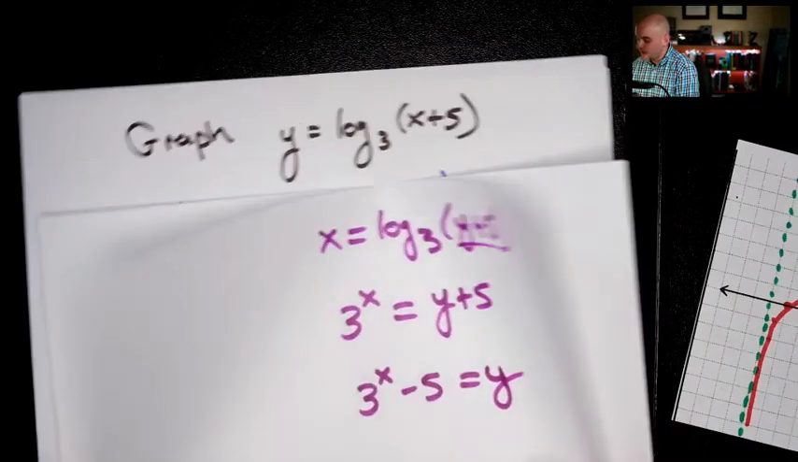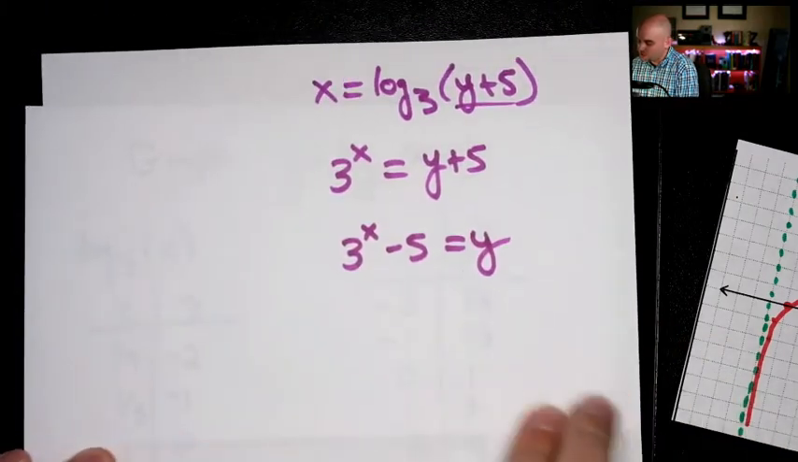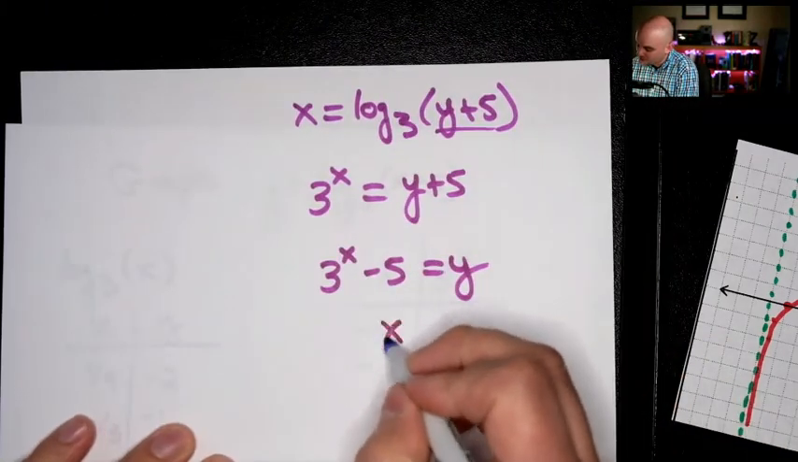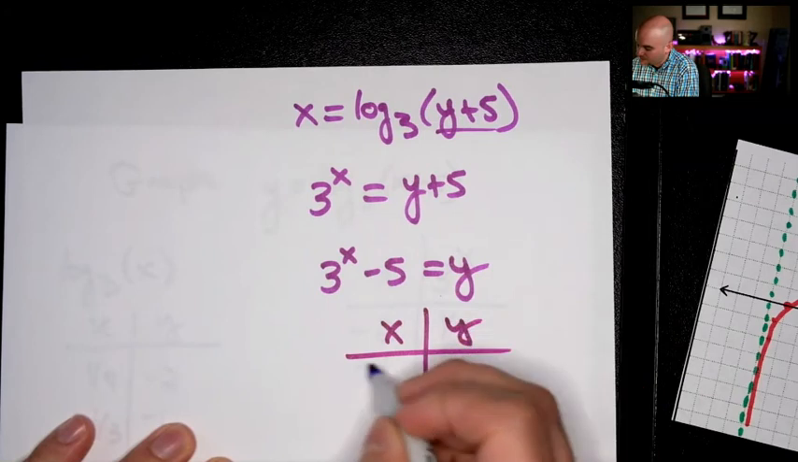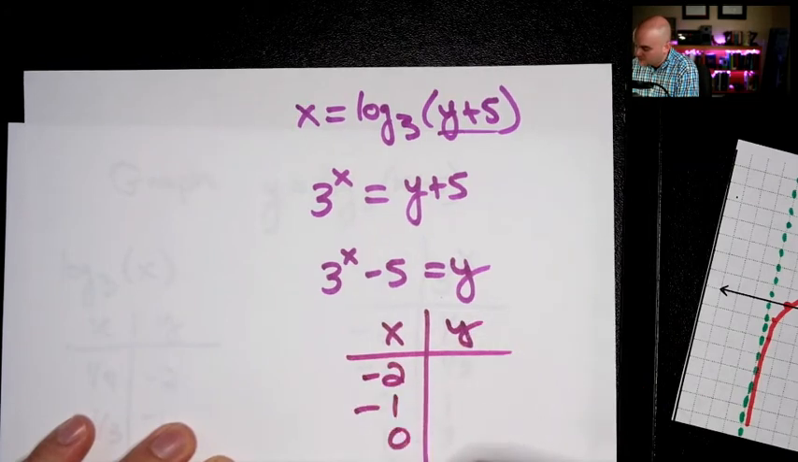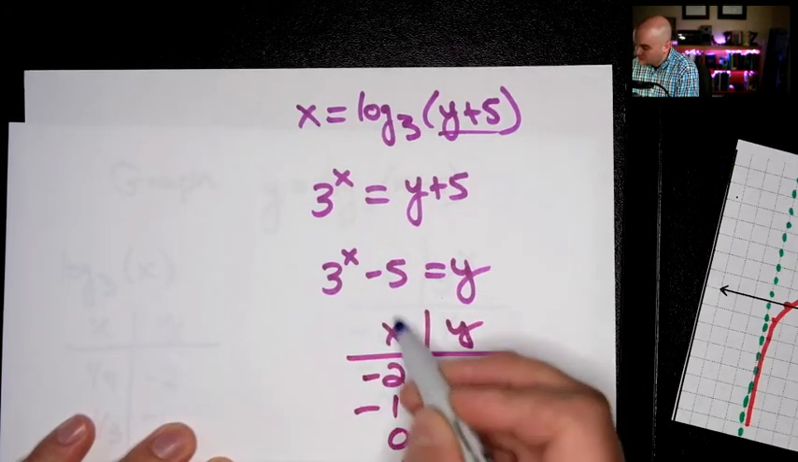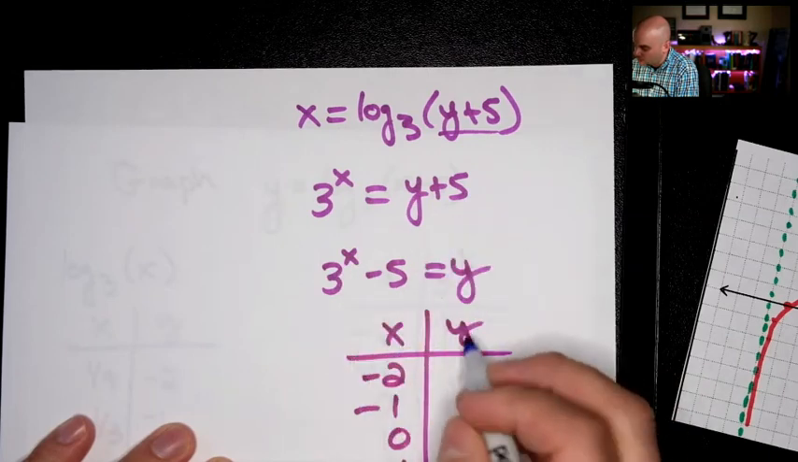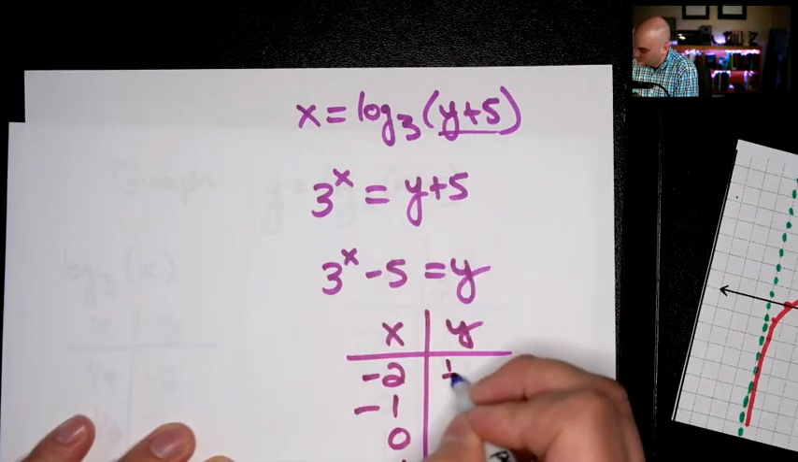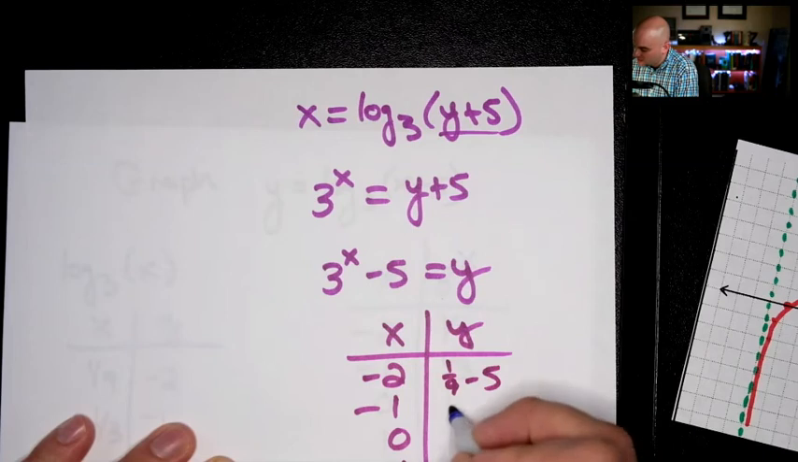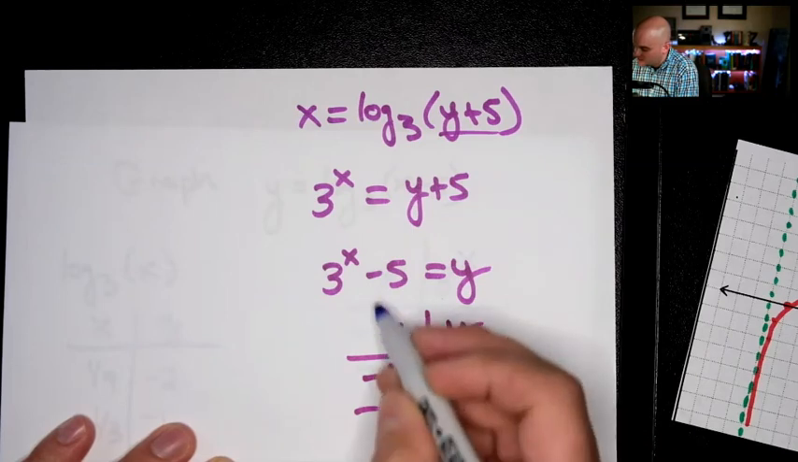So let's do that. Once again, I'm going to use those points. So let's make an xy chart for this graph right here: -2, -1, 0, 1, and 2. And putting that in, I get 1/9 minus 5. And then I get 1/3 minus 5. That's a pain to do, isn't it?